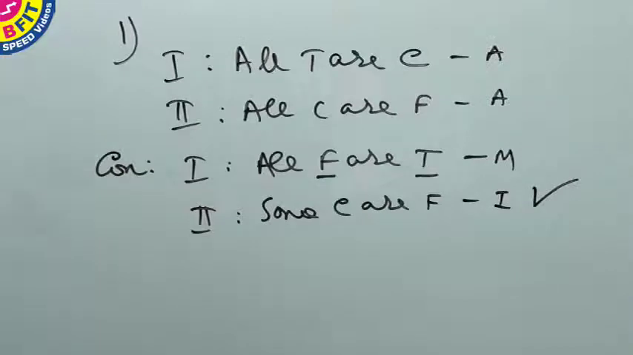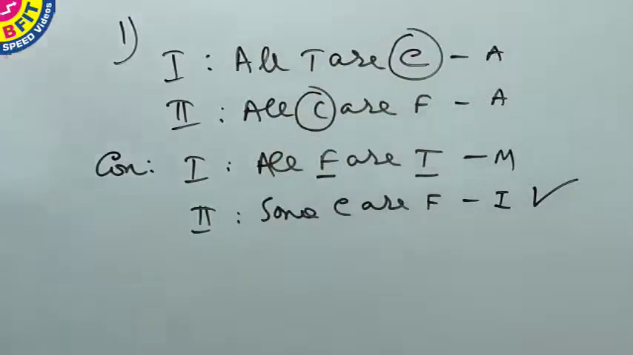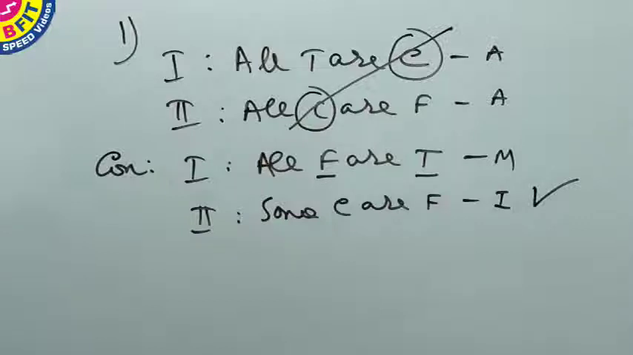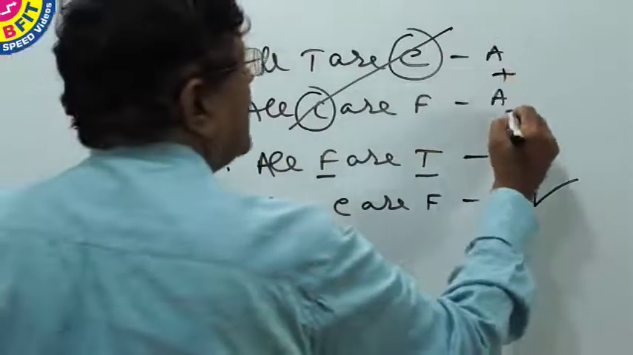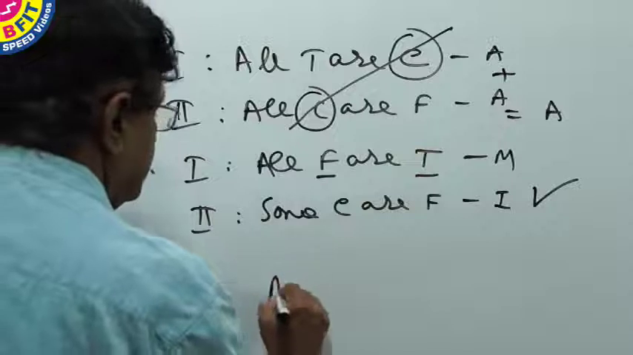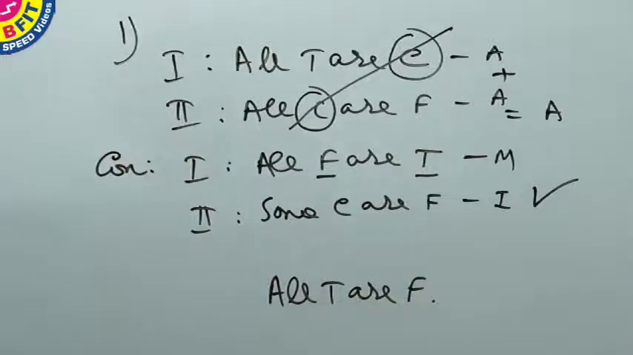Therefore, we have to see whether there is a common term. Is there a common term? Yes, there is a common term. Is it aligned? Yes, it is aligned. So now we can draw a mediate inference. A plus A is equal to A. Therefore, the valid mediate inference that we can draw from these two statements is all T are F.